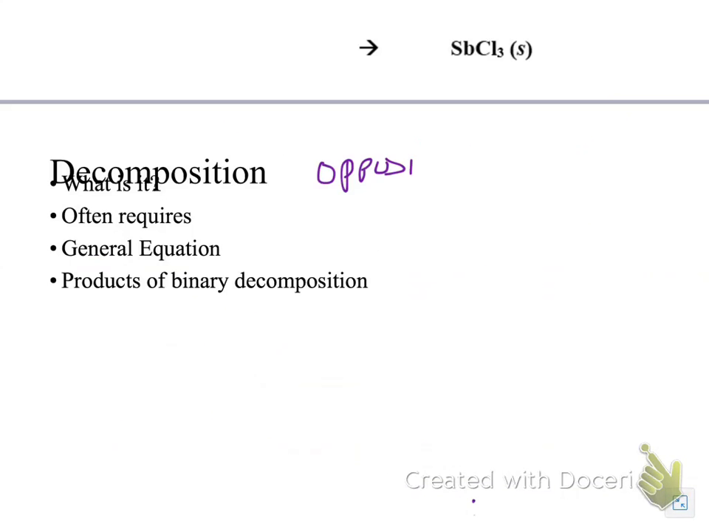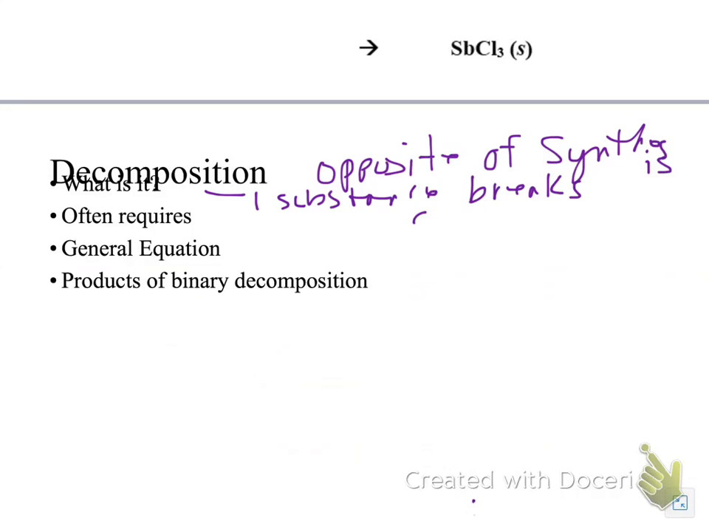All right, so let's take a look at decomposition. It's the opposite of synthesis. And what it is, I take one substance and I break it apart into 2 or more substances.